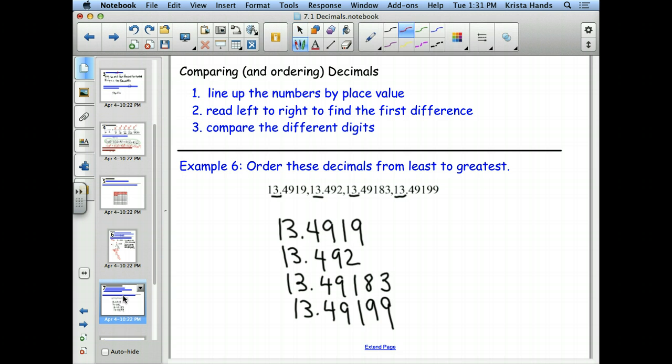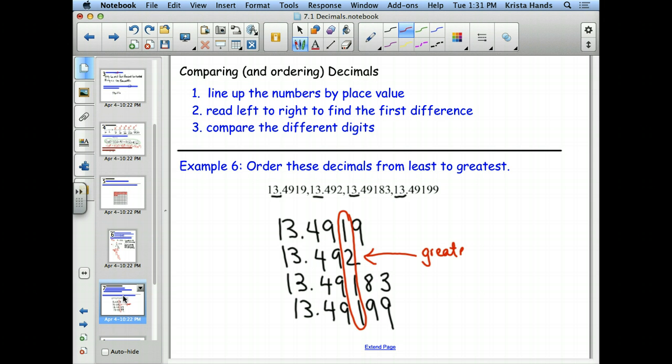They actually have a lot of decimals, a lot of the value, in common. Where's the first place where they are different, reading from left to right? The thousandths place, right here, yeah? In the thousandths place, most of them are still alike. One of them is different. The one that is different, is it larger or smaller than the other ones? Larger. So this one is my greatest.